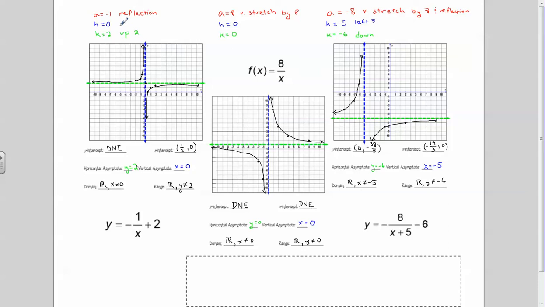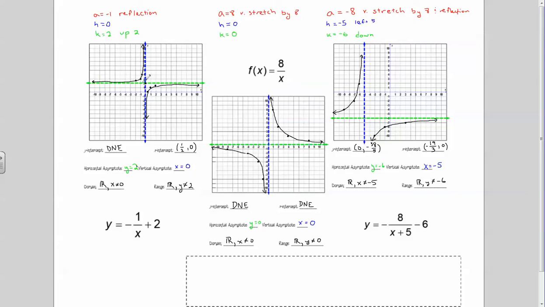So that simply means we have a reflection. Our h is 0 and our k is 2. So we're shifting up 2. So we shift up 2, place our asymptotes there. Our y-intercept does not exist because that asymptote is right on the axis. Our x-intercept, if we replace y with 0, gives us x equals 1/2. So 1/2, 0, you can see is the x-intercept.